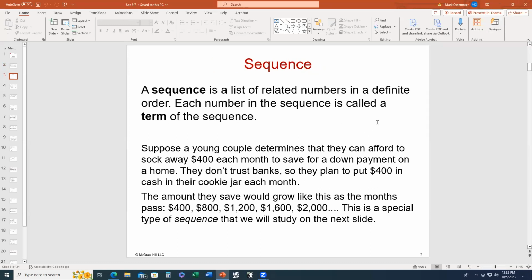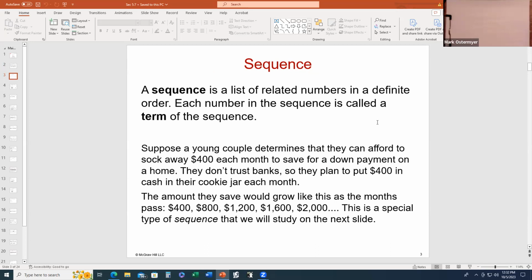All right. Basically, what is a sequence? A sequence is a function where the domain is the set of positive integers, or the set of counting numbers. Each number of a sequence is designated as being a term of the sequence.